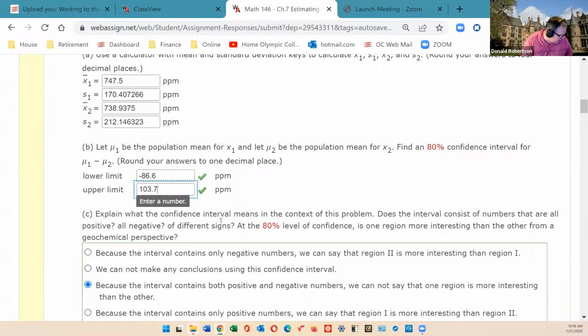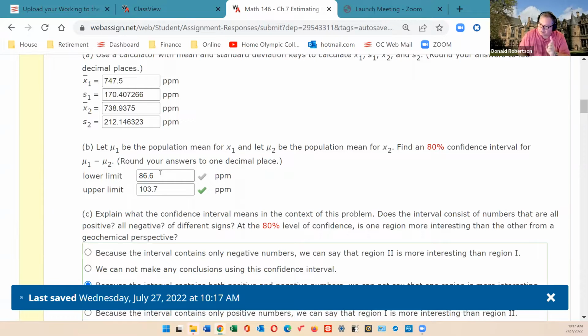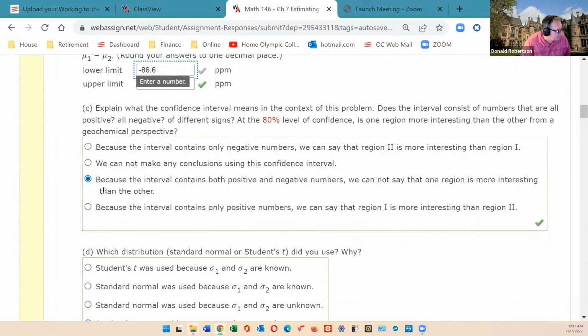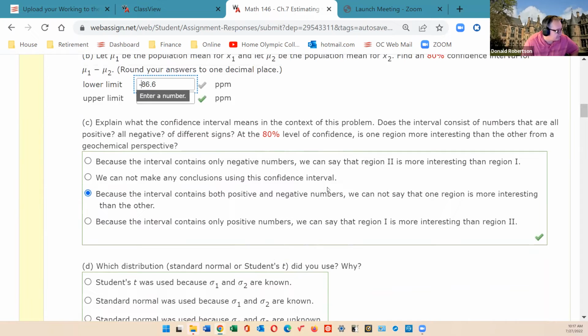Can we pretend for a minute that that number there was positive 86, just for argument's sake? So the difference between them was 86 to 103. Can you imagine that being the interval? Now, aren't all of those positive? And if you're positive, doesn't that mean the first population mean is bigger than the second? So if I had to go digging for bodies, wouldn't the first site be my best candidate? It's got much higher phosphorus than the other. But in the answer that we got, which is this one, because the interval contains both positive and negative numbers, we can't really say that one is more interesting than the other.